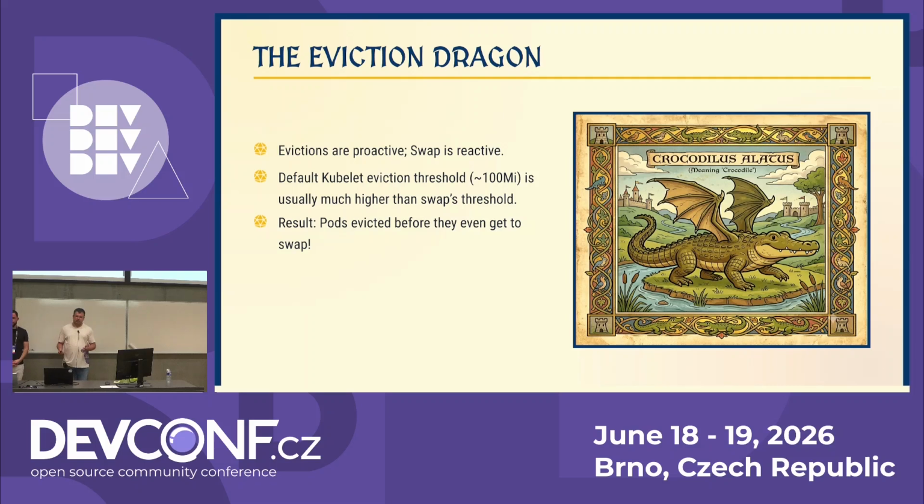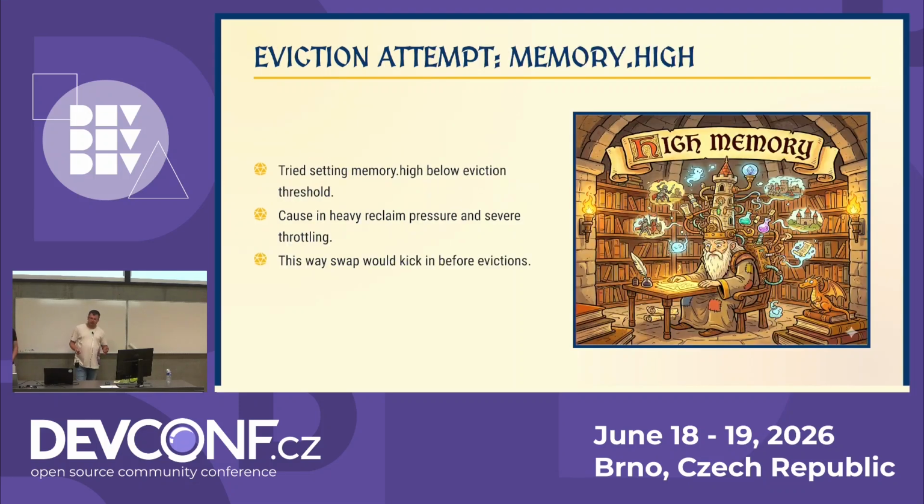Now, what we saw is that the eviction manager interferes with swap. Pods don't have the opportunity to get swapped, and they are killed immediately. So what we tried to solve is to trigger swap before eviction happens. And we went to the cgroup FS. We discovered that there is an interface file called memory.high. It's a threshold that, when your application goes beyond it, direct reclaim of memory begins.